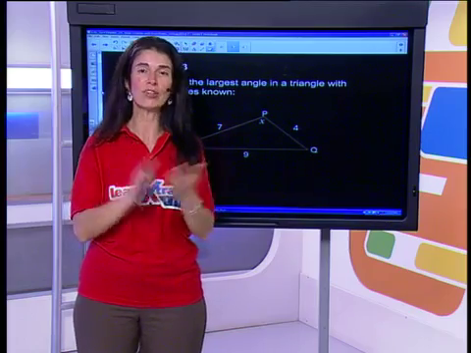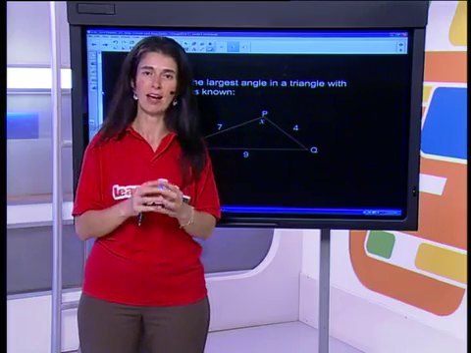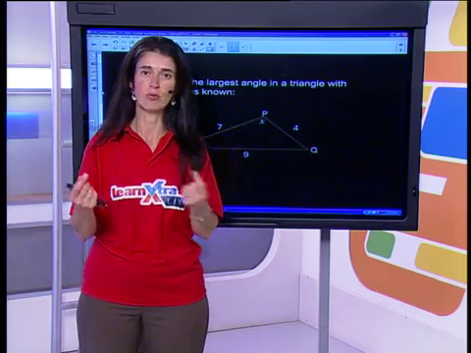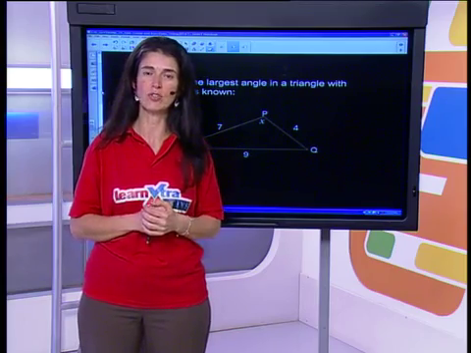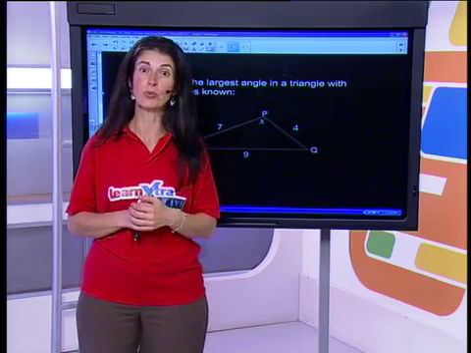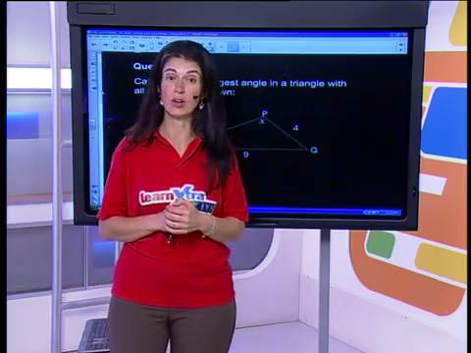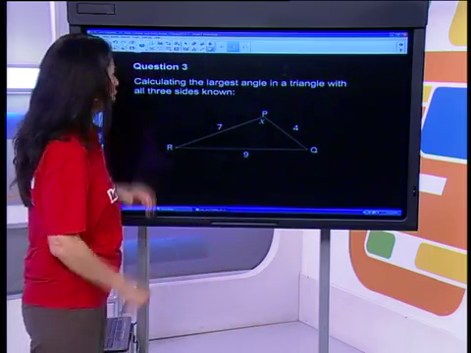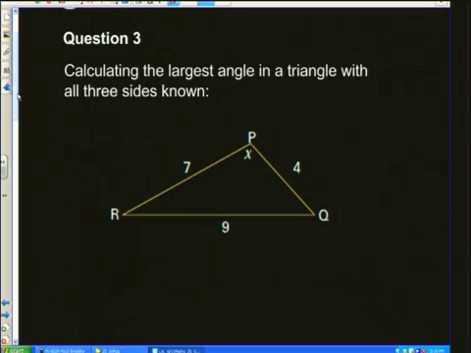Right, grade 11s, we've looked at the sine rule. We've looked at how it applies, how to use it, under which conditions we need to use it, and we now want to look at a case where we would use the cosine rule. Okay, we need to calculate the largest angle in the triangle with all three sides given. So if we have 7, 4, and 9, grade 11s, where would the largest angle be? Where do you think it would be situated? Would it be angle Q?